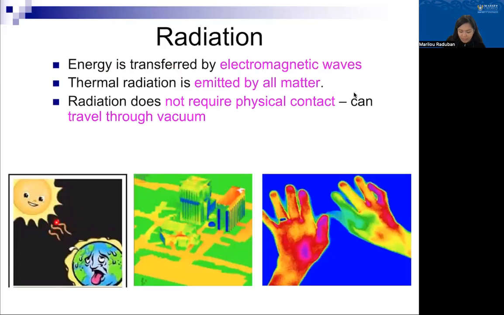And those electromagnetic waves can propagate through vacuum, through space, and that eventually reaches Earth. And that's how heat is transferred from the sun to the Earth.